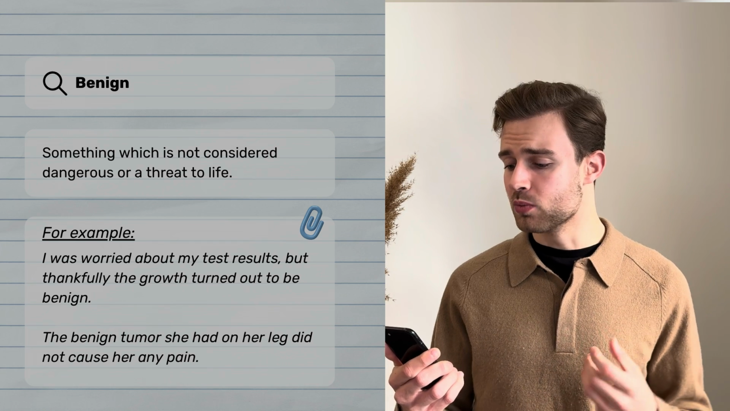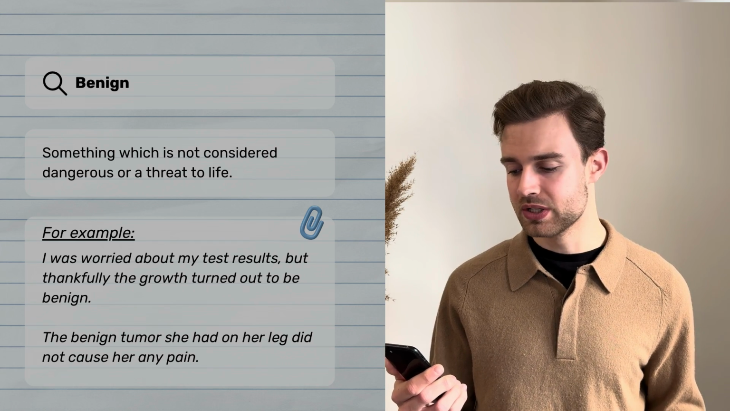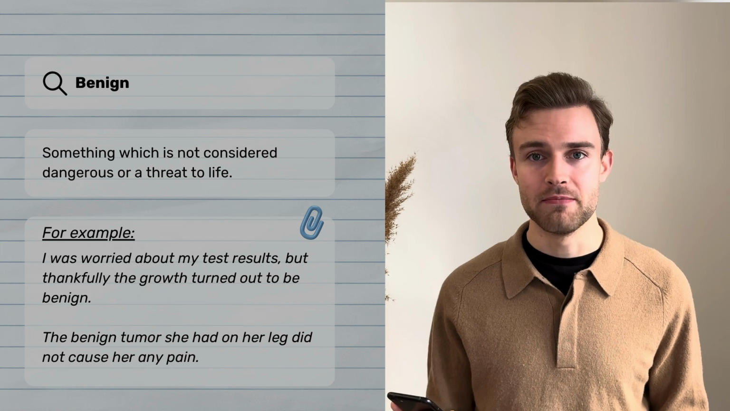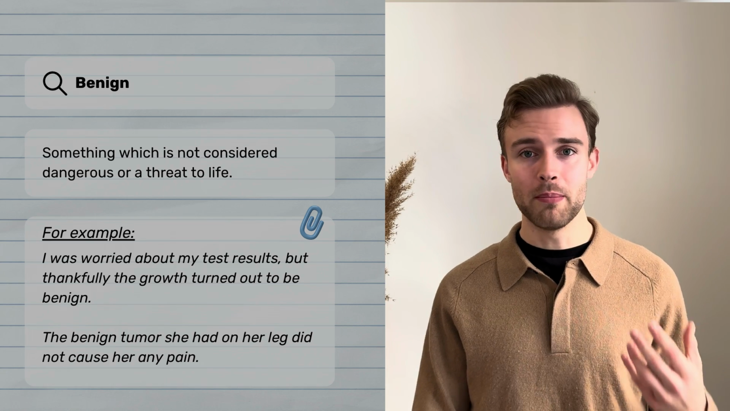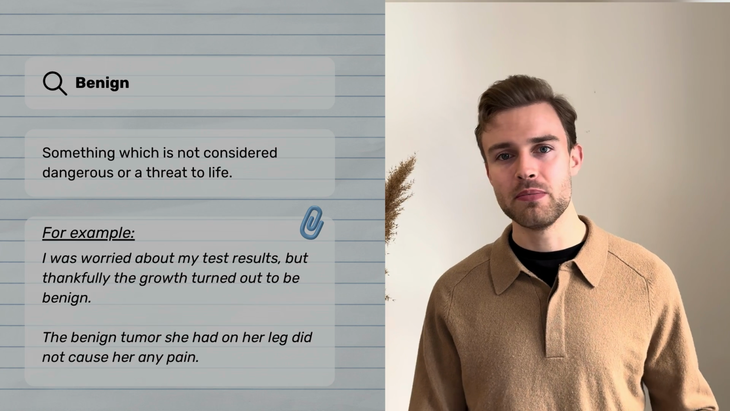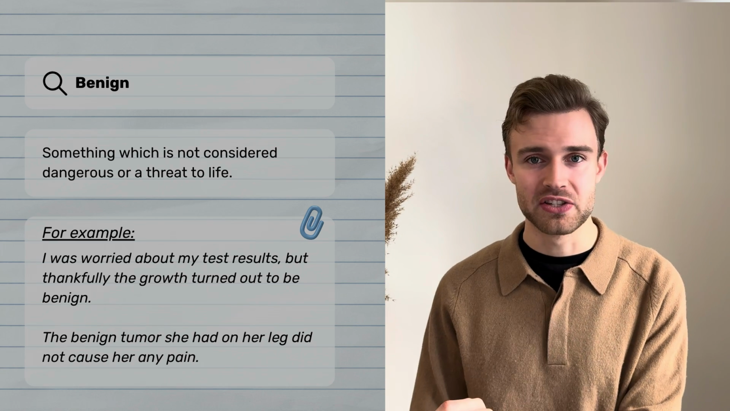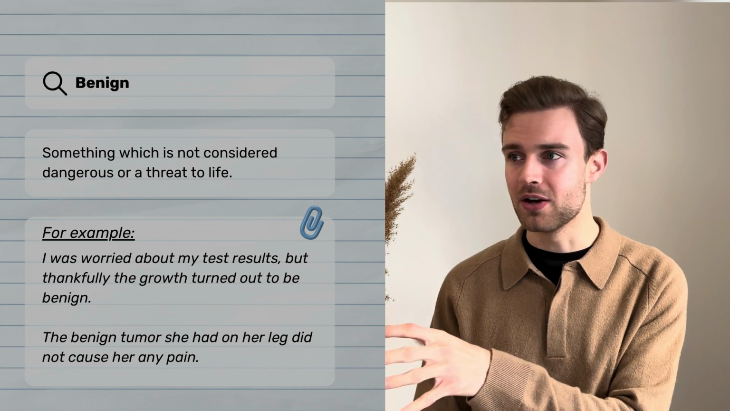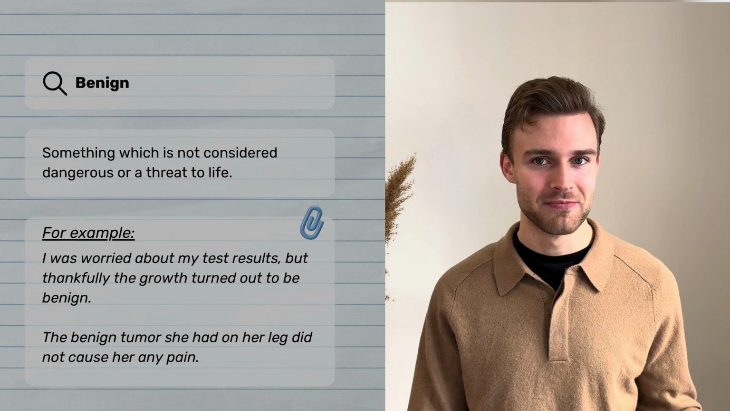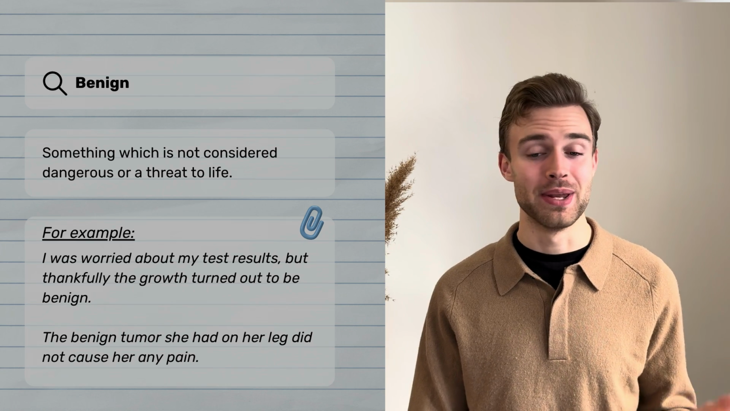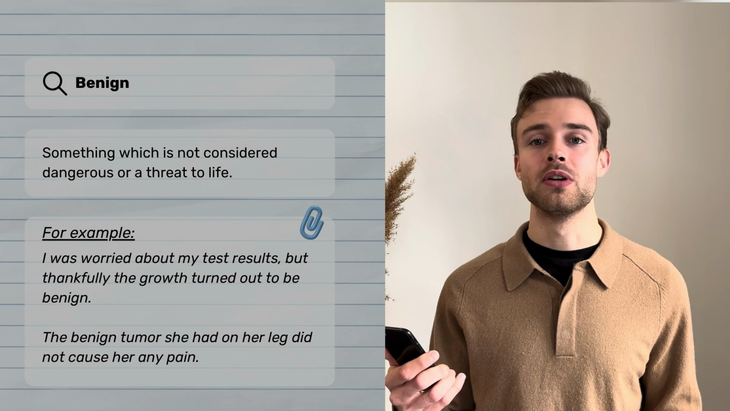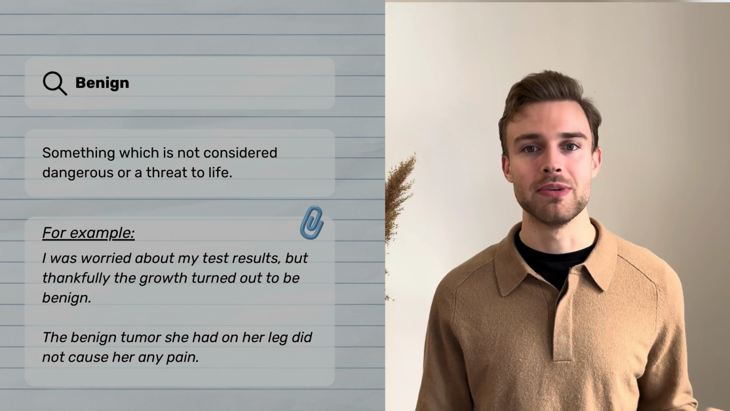For example, I was worried about the test results, but thankfully the tumor or the growth turned out to be benign. So you can have a tumor, which is a lump, you can have a growth, something on your body, and it can either be benign or cancerous. If it's cancerous, it's obviously cancer, it's dangerous, but if it's benign, it's harmless. It's not going to hurt you. It's benign. And lastly, the benign tumor on her leg did not cause her any pain. It was benign, it was harmless.